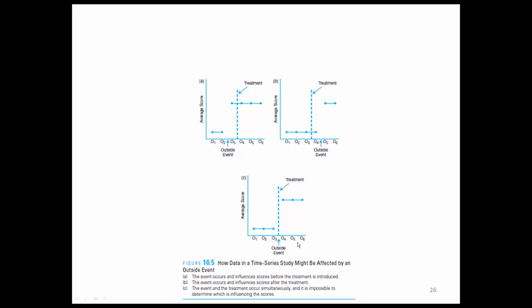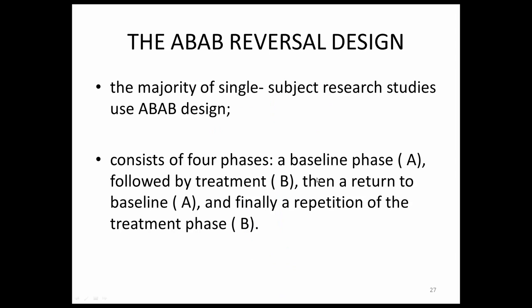But sometimes the outside event happened exactly the same day or the same time your treatment starts, and as a result you don't know if the change in score is due to your treatment or due to the outside event. And even more important is that most of the time, when you see a change, you don't know if you're dealing with this situation or this situation or this situation. That's the big problem with single subject design. But don't worry, there are ways that we can deal with this.